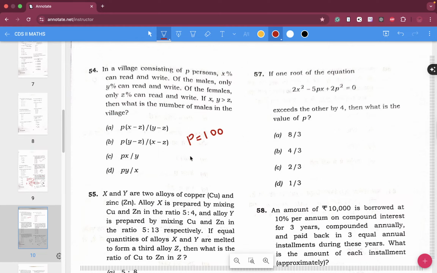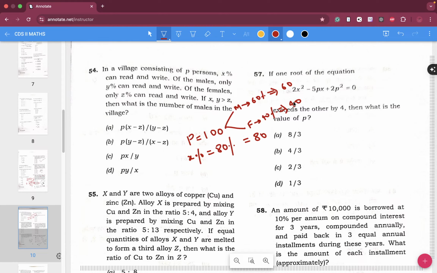And x percent means the total literacy of the village is 80%, which means a total of 80 people are literate over here, I mean they can read and write. And of the males, only y percent can read and write. Now in this space, males are 60% and females are 40%, which means the number of males is 60 and the number of females is 40, right?